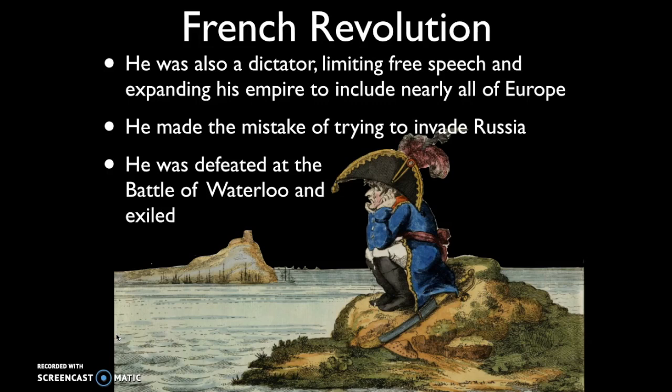So he's defeated. He's eventually exiled to an island called Elba off the coast of Italy. He then is able to escape and reassert power, and then is defeated again at the Battle of Waterloo. And so that's really the story of Napoleon. Eventually loses power in about 1815.